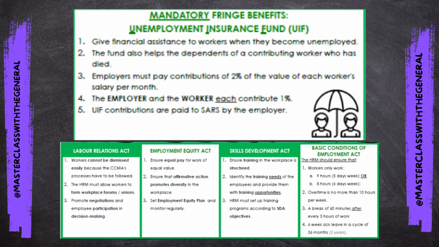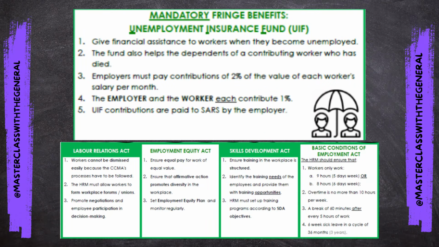The human resource manager should ensure that number one, workers only work 9 hours if it's a 5-day week or 8 hours if it's a 6-day week. Why? Because they cannot work more than 45 hours, remember? So it is the responsibility of the human resources manager to ensure this happens. That's what they must do to comply with the act. Number two, overtime is no more than 10 hours per week. That's another provision of the BCEA.